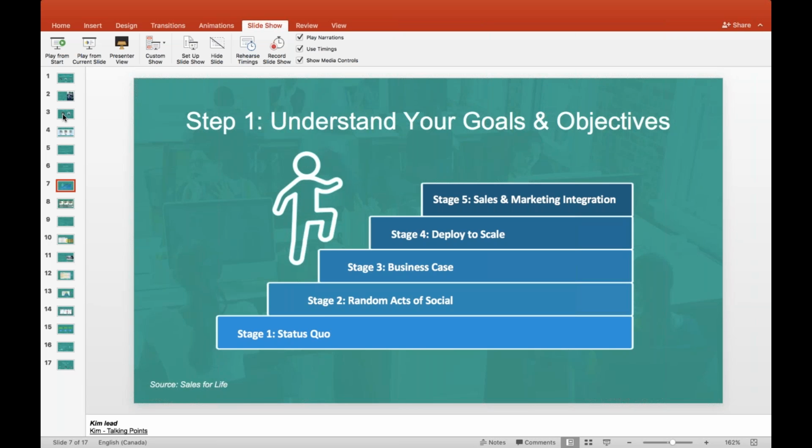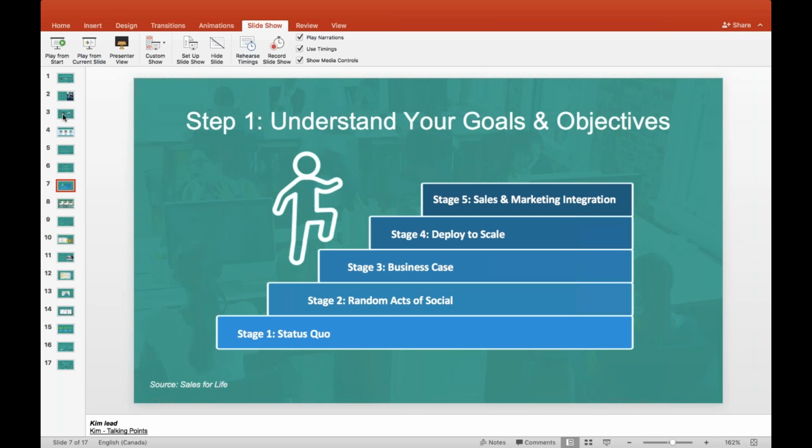I think the big message is really make sure you understand your goals and make sure they're aligned to where you are within your organization. You don't want to leapfrog to stage 5 when really you're trying to see the value and build that business case. So I think that is really an important first step. Anything else that you'd add there, Jose?